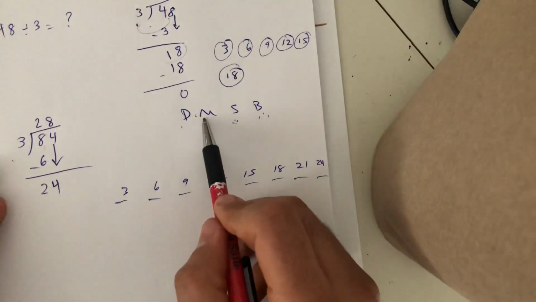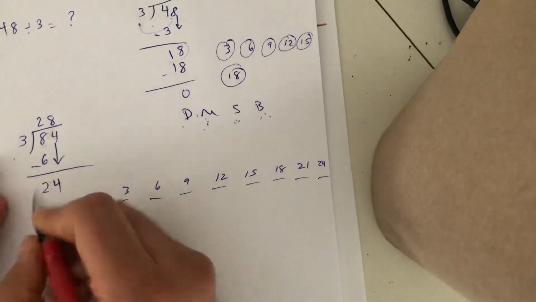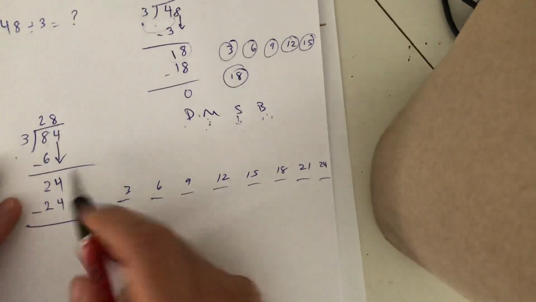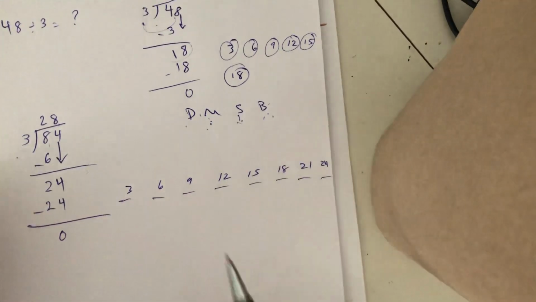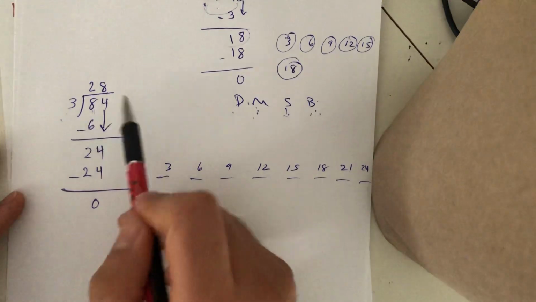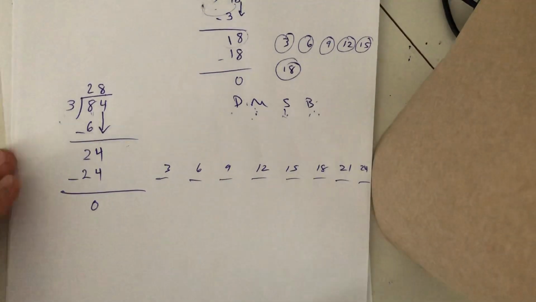Okay, multiply. 8 times 3 equals 24. Subtract. 24 minus 24 equals 0. Bring down. There are no more numbers to bring down, so we are done. 84 divided by 3 equals 28.